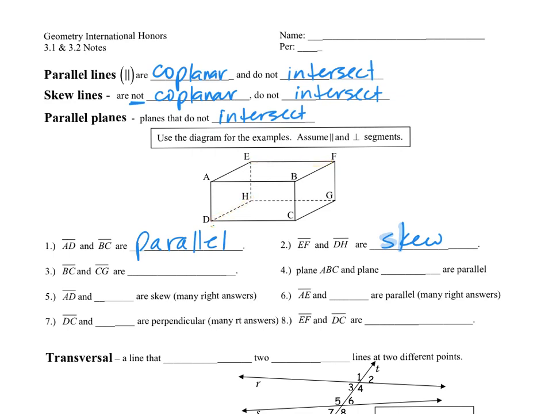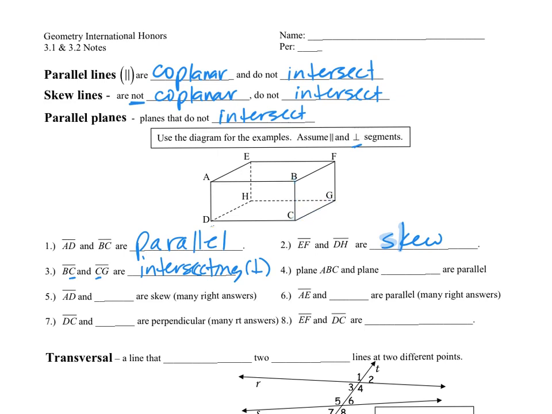Number 3, we're going to take a look at segment BC. Let's see, segment BC, that's this one, and segment CG. Well, we can tell, even before I highlighted them, I knew that they were going to be intersecting because notice they both have C in the name. They both share that point C. So we would say that those two segments are intersecting, and you could even go further and say that they're perpendicular, because remember, we assumed that any segments that appear to be perpendicular were perpendicular.